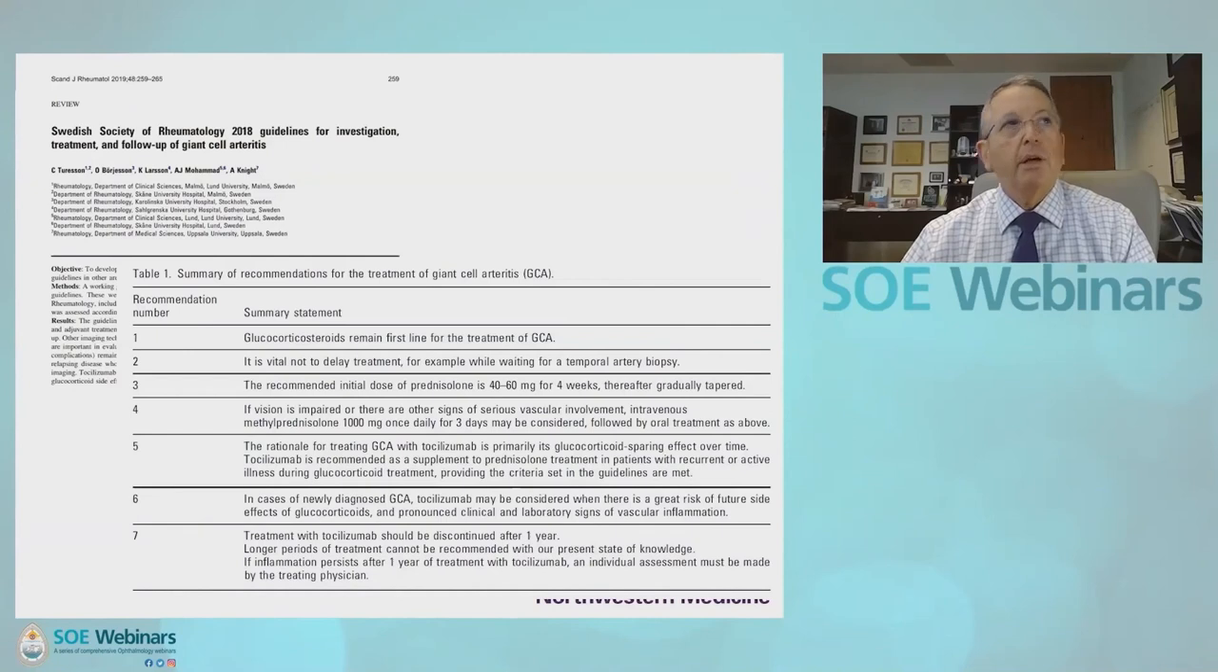There are different professional recommendations in different journals about who should get it, and the emphasis, of course, recognizing that steroids go first for sure, and you're not delaying treatment for diagnosis, and then you're introducing tocilizumab, particularly in patients who you need to get off of steroids, and in whom this can be done effectively and expeditiously.